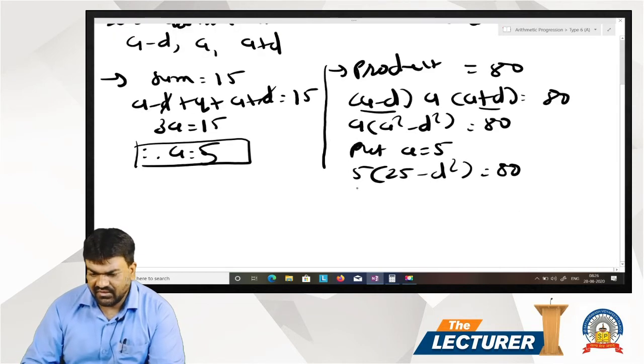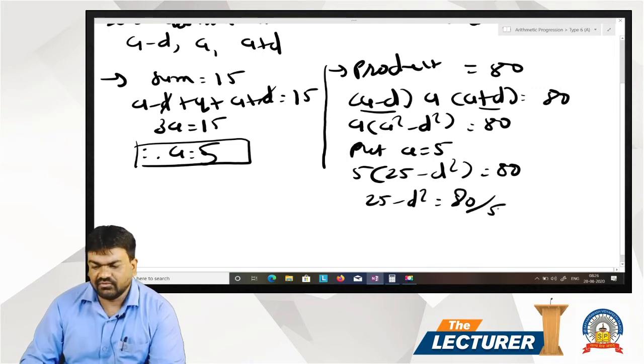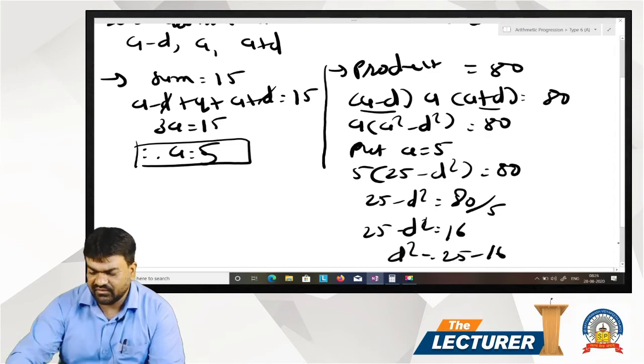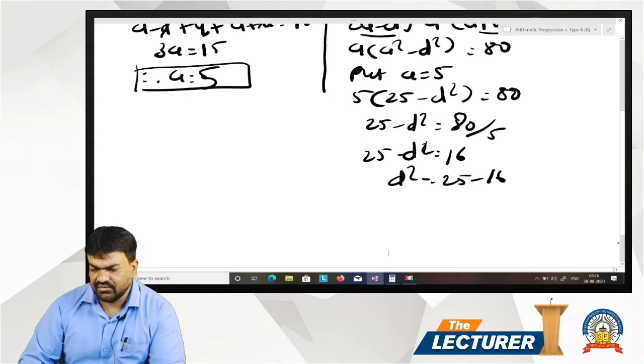The 5 goes to the other side and gets divided: 25 minus D square is equal to 80 divided by 5. 80 divided by 5 is 16. D square is equal to 25 minus 16. So D square is equal to 9.